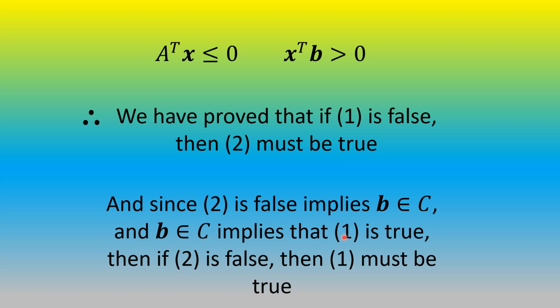So if b is not a member of C, that is, if 2 is false, or the dual condition is false, then b must be a member of C. That is, 1 or the primal condition must be true. So we proved both ways, and that is the proof for Farkas' lemma. Next, we'll be proving the Fritz John conditions. That is the next video.